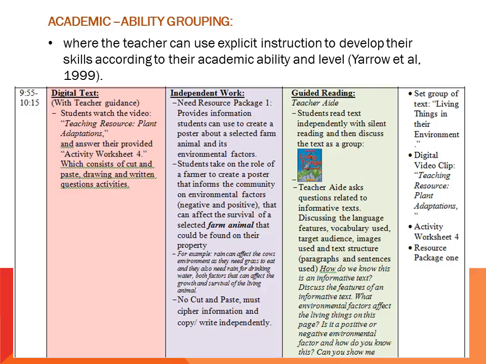The third type of grouping in the sequence breaks students into academic ability grouping, where the teacher can use explicit instruction to develop their skills, according to Yarrow et al. 1999. Evidently in Lesson 6, the students are broken into literacy ability groups for reading rotations, allowing for differentiation in the literature according to their level of literacy development and skills.